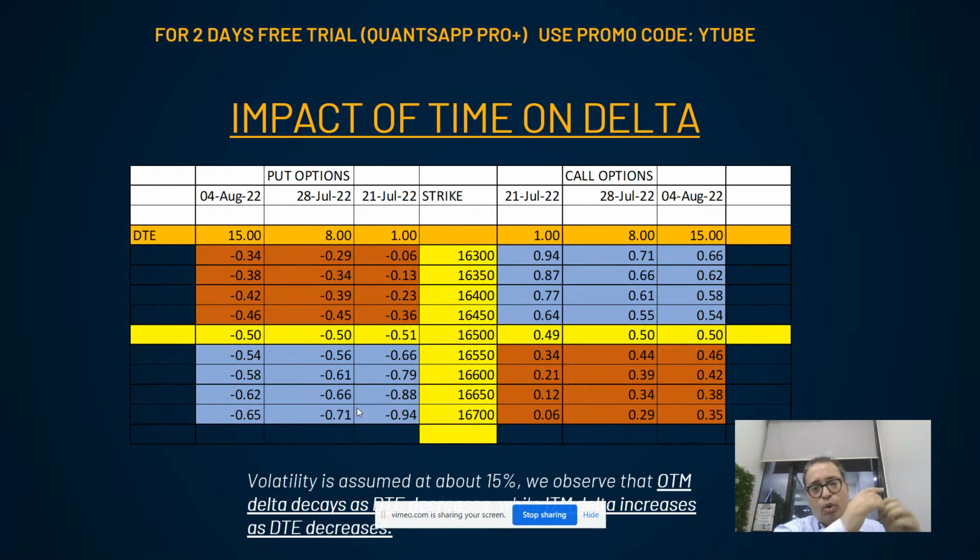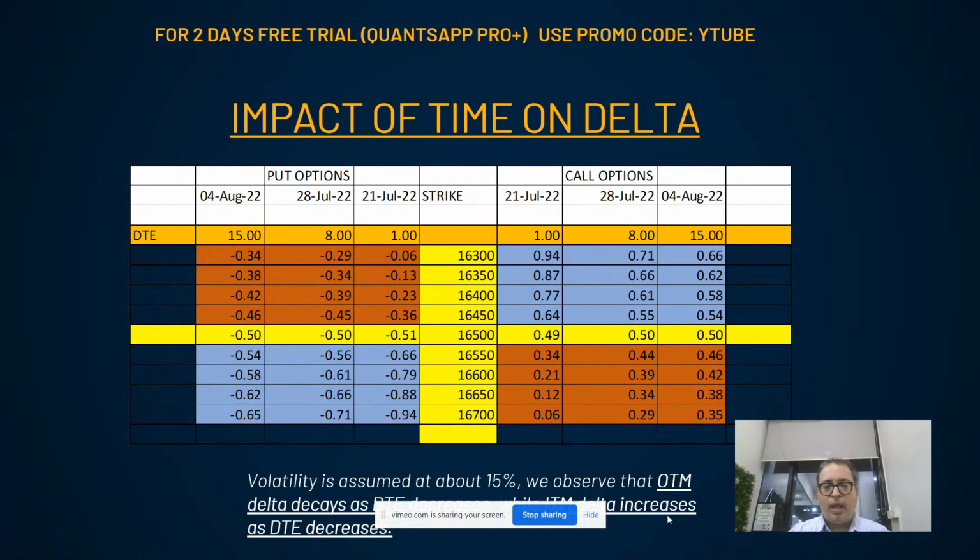Similarly, there should be a collapse in delta for out of the money options, and that's what we are seeing here. The 16700 call could be 0.35 delta on 4th August, but the probability of that being in the money, just one day from now, is limited. Therefore, the delta is 0.06.